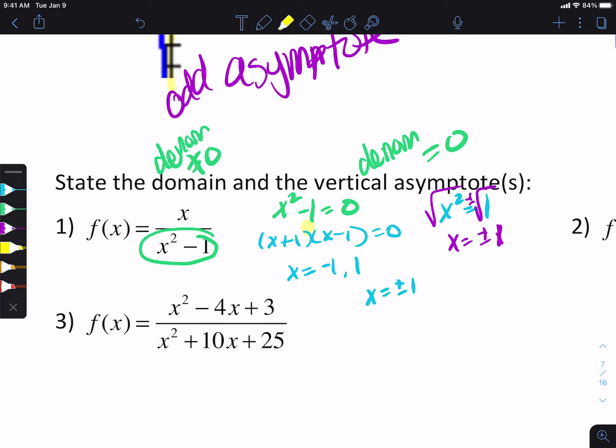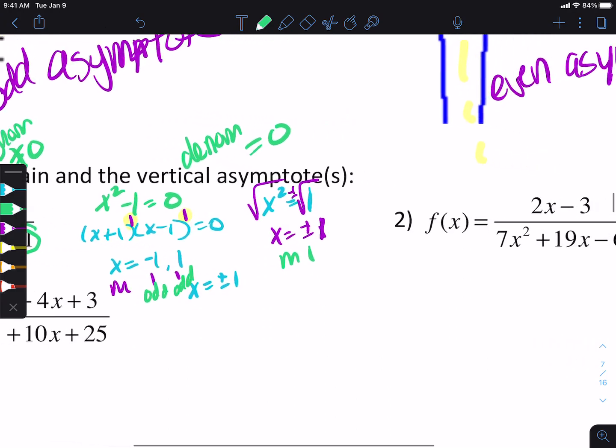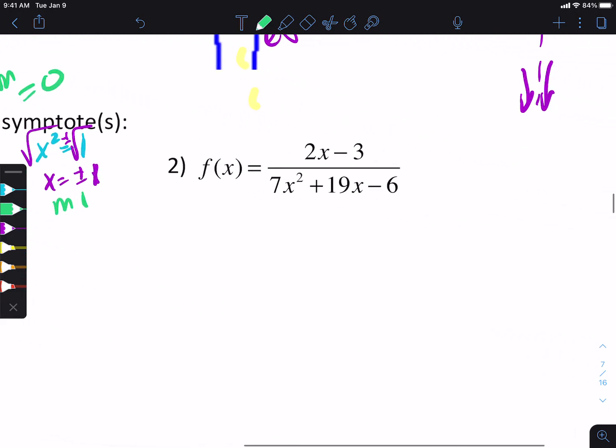Their multiplicity comes from the factor and the power of the factor, just like we did with our polynomials. So the multiplicity of each one of these is 1, right? Or if you're doing this one, they showed up once, so the multiplicity would be 1, right? Which means that it's going to be an odd asymptote. Okay? And then that's all we're doing at the moment. Right? We'll get to the part where we're putting it on the graph, but that's all we're doing for the time being.